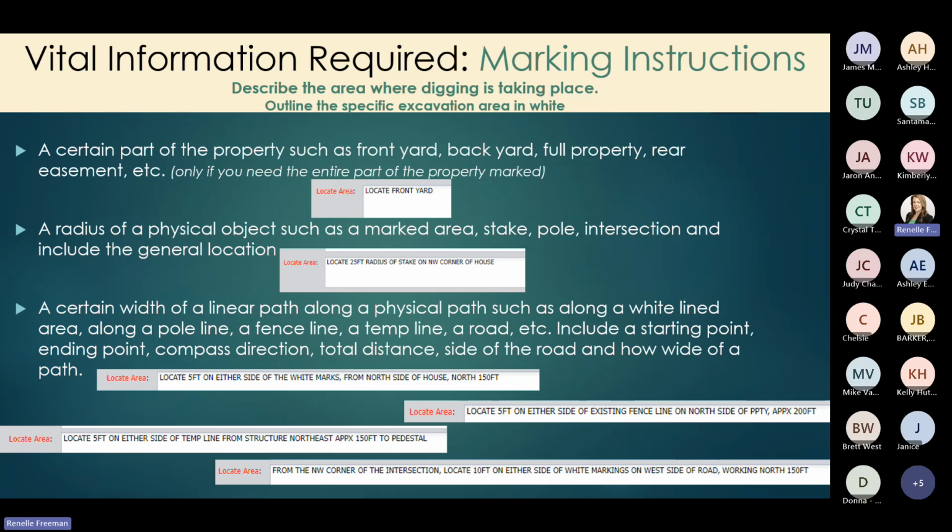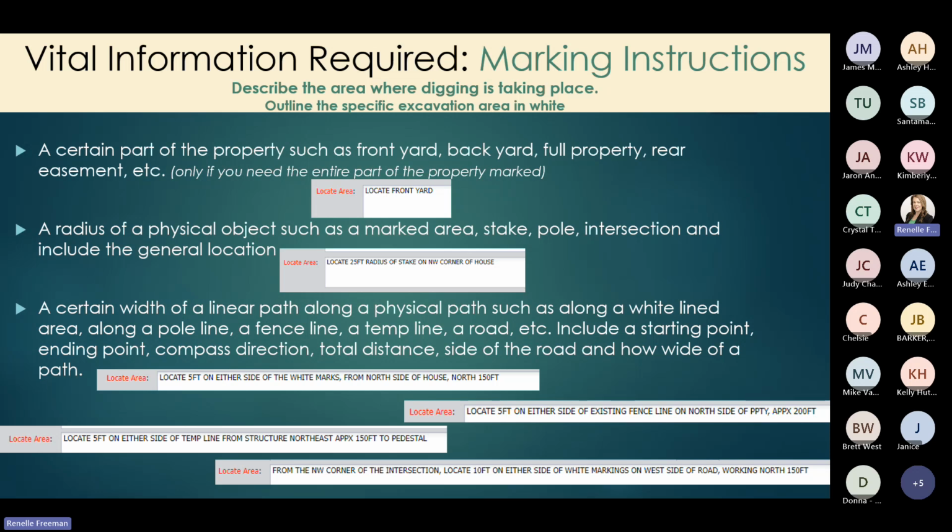A certain width of the linear path along a physical path, such as a white lined area, a pole line, a fence line, temporary line, a road, etc. You're including a starting point, an ending point, how far and what direction you're working, what side of the road, how wide of a path. So lots of details there, but it still can be simply put.